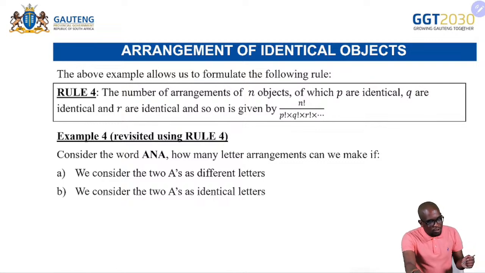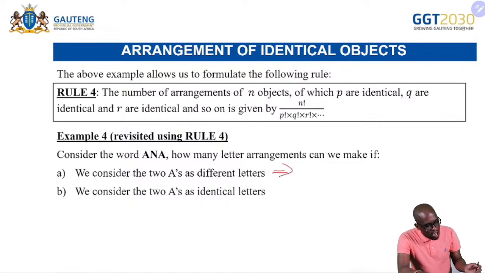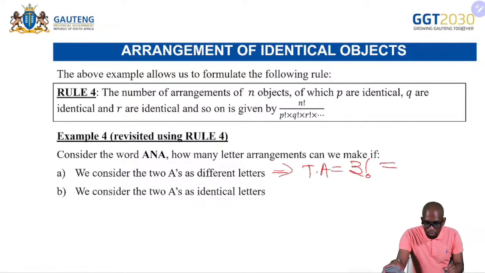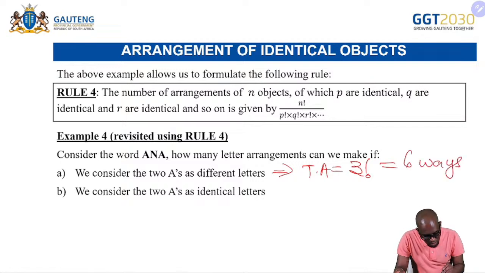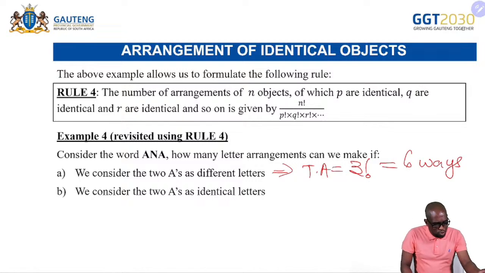So we use rule 4 to revisit example 4. Now, if we consider the two A's as different letters, how many letters do we have in total? It's 3, so this would be 3 factorial. And 3 factorial gives us 6 ways. So if you remember in the previous problem, we also got 6.